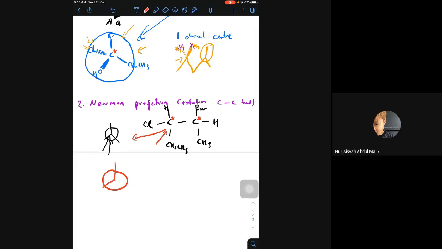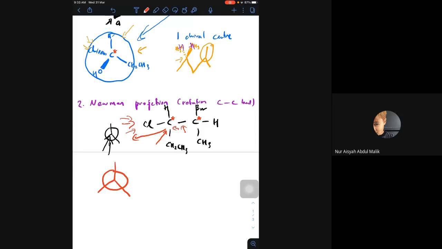You see that there's only 3 bonds. Why only 3? This carbon has 4 bonds, but the C-C bond is not actually shown because we are viewing it directly from this side. It's like your eye is here. So this is the front carbon.